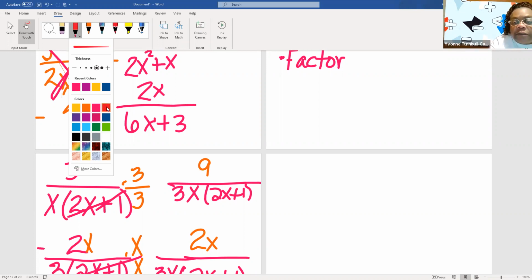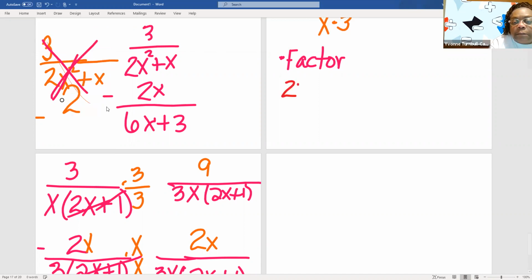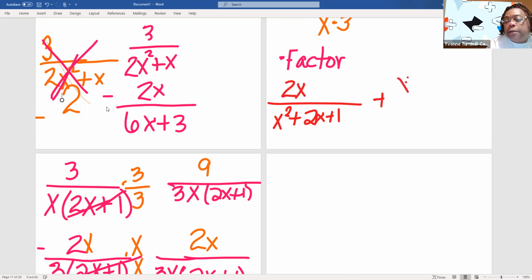Okay, here we go. We have, I'm gonna start up here, 2x over x squared plus 2x plus 1. And that is being added to, I'm gonna write it right here, x over x squared minus 1. When I get ready to do it vertically, then I can use my paper. The key is always to do what first? Factor, factor, factor.